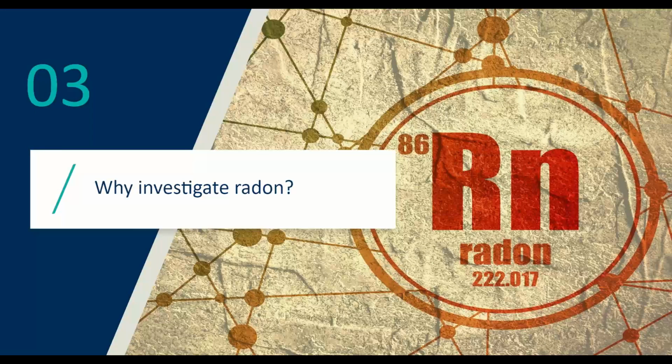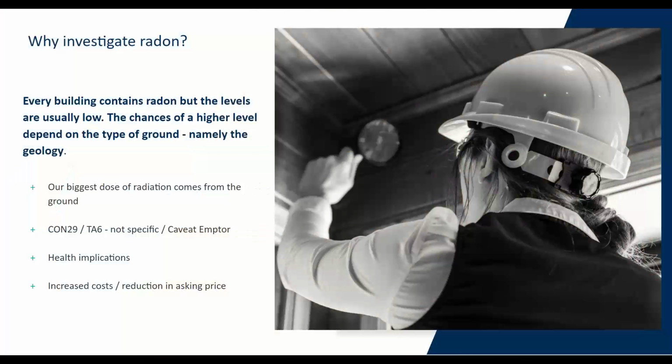So why is it important to investigate radon? Radon is a standard question in the conveyancing process. It's included on the Con 29 form and appears in section 3.14. However, the data used within this particular search, the Con 29, isn't very specific. And the answer to the question is based on the 1 kilometer indicative radon atlas for England and Wales.